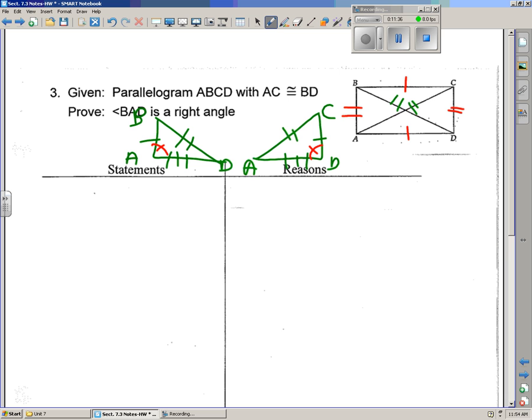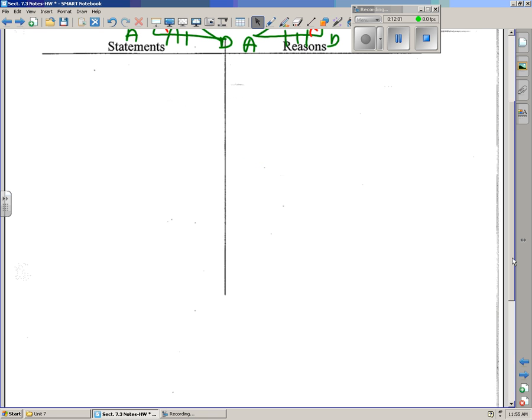Well, if I were to go to the big triangle and I say that these two angles are congruent, in a parallelogram, consecutive angles are supplementary. Well, if angles are supplementary and congruent, the angles have to be 90 degrees. BAD must be a right angle. So maybe try to talk through it first and then write it out. So here's the write out for this thing.